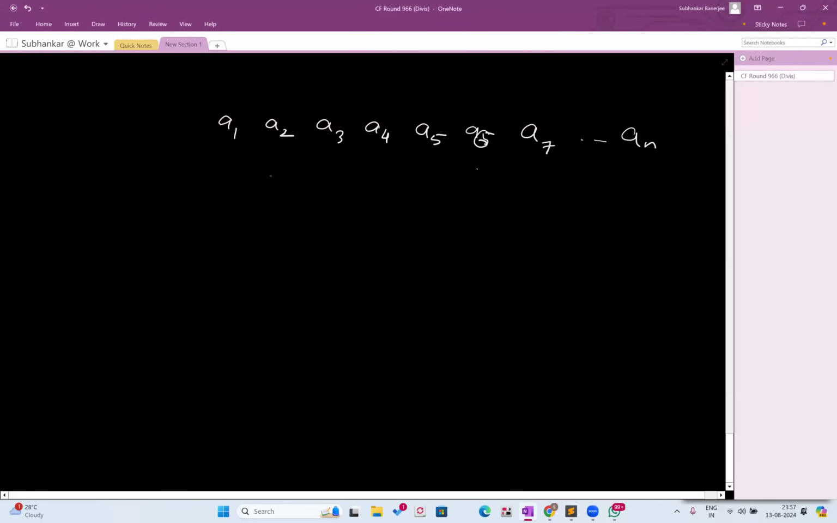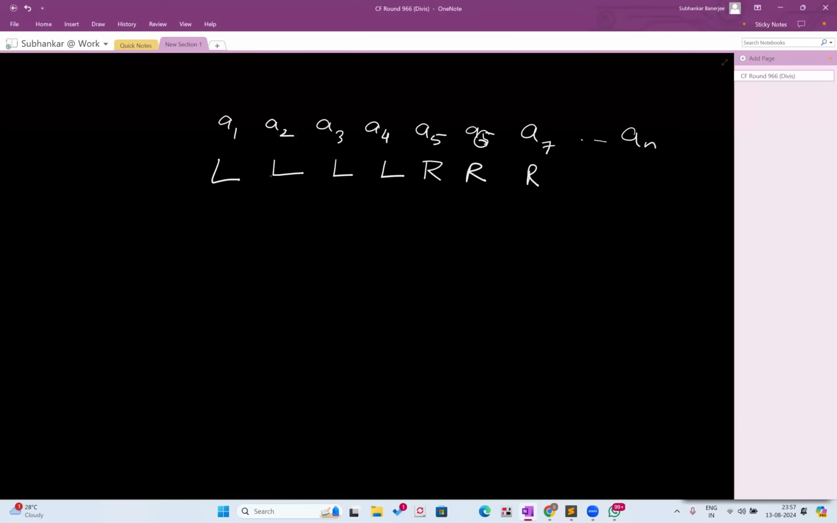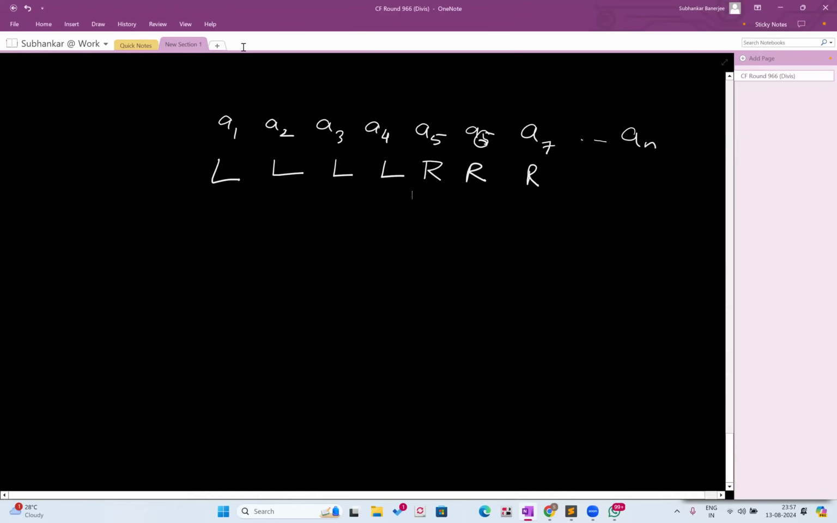Okay, so now I'll try to explain the solution. So we are given an array A2, A3, A4, and we are also given a string as well. Suppose this is the array and this is the string.